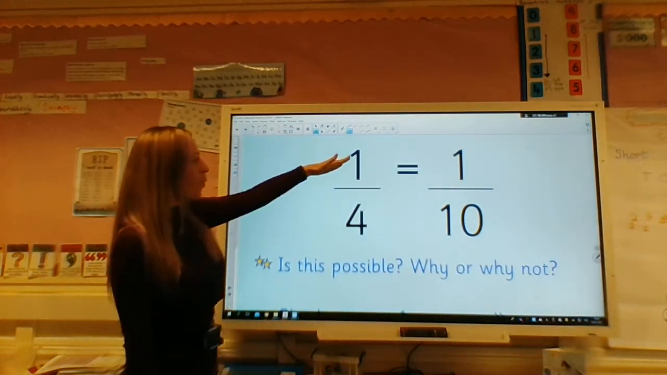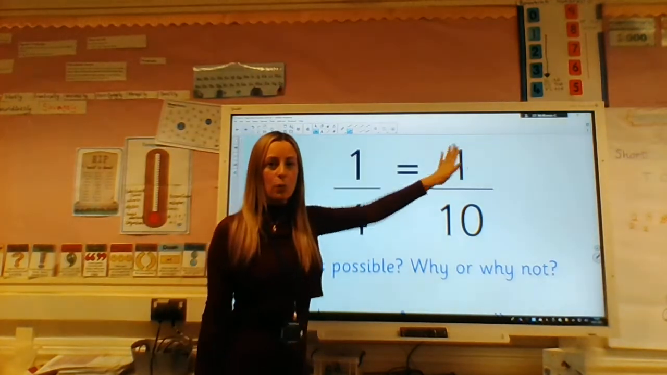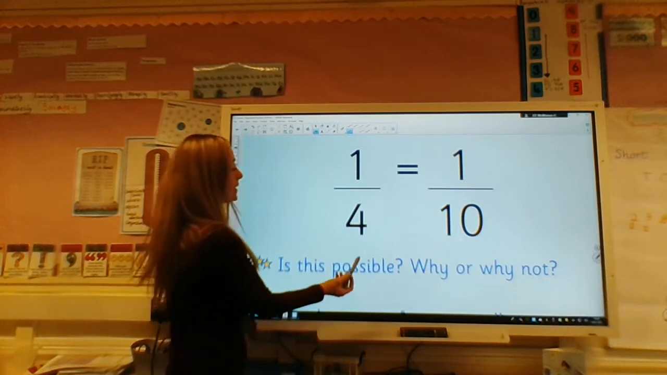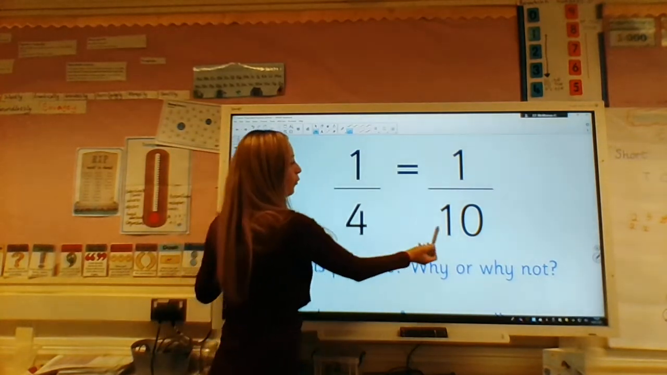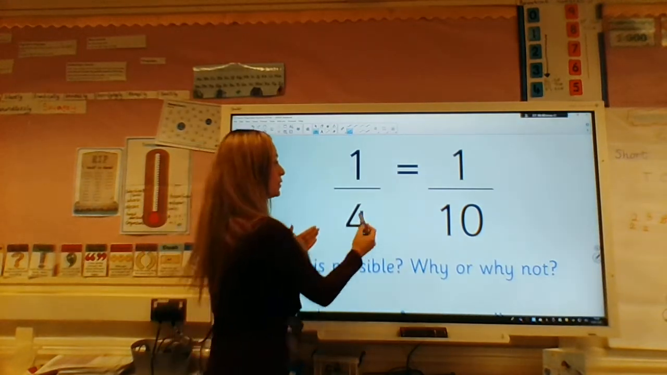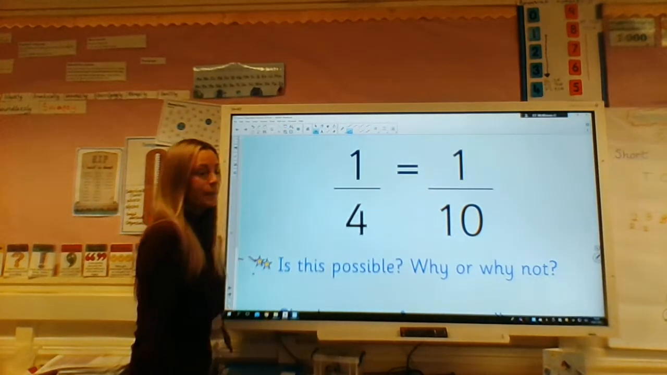So I've got 1/4. Is that equivalent to 1/5? Well, we can work this out by just looking at it. So can you fit 4 into 10? 4, 8, 12? No. So you cannot do an equivalent fraction here.